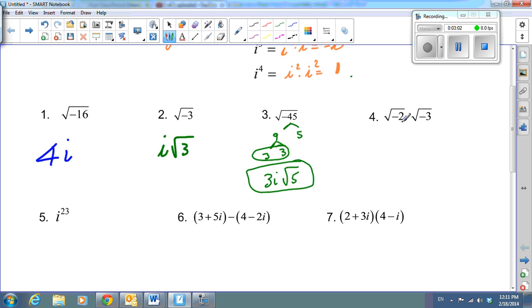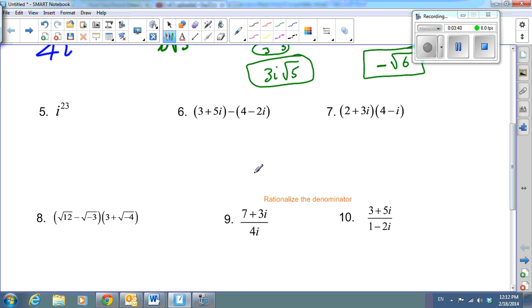Now, number 4 is square root of -2 times square root of -3. I know back in Algebra 2, you heard inside with inside, outside with outside. This is not equal to the square root of 6. Instead, square root of -2 is i square root of 2, and square root of -3 is i square root of 3. If you multiply the i's, you get -1, and multiplying square root of 2 and square root of 3 gives square root of 6. So your answer is negative square root of 6.